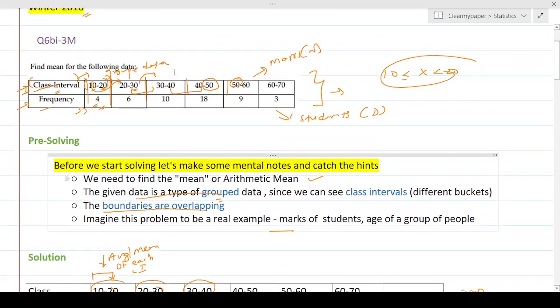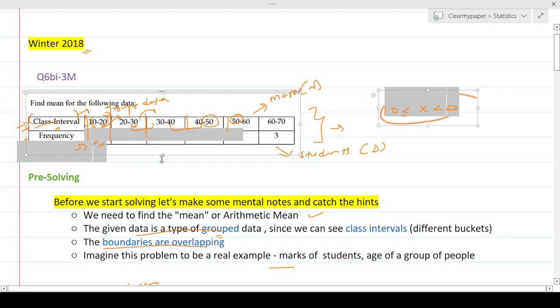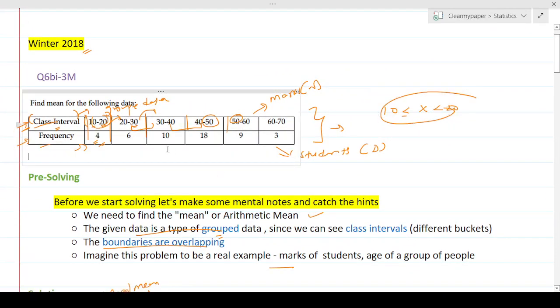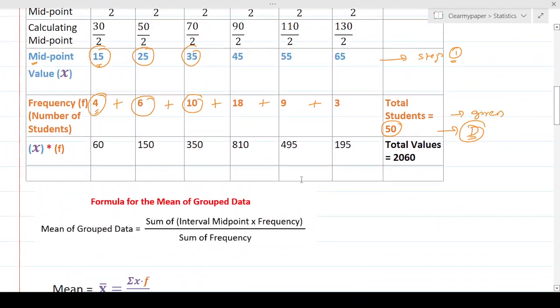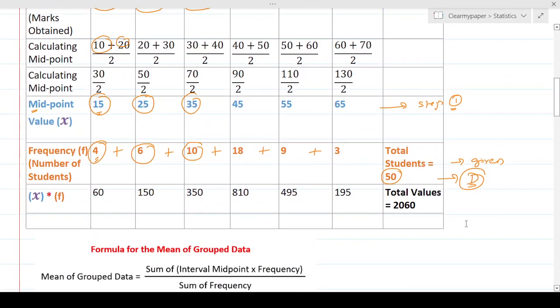If you add up the frequency here, that's your 50 over here. This is equal to 50, and that gives you the denominator. And the numerator is nothing but when you multiply this. So total, 4 students have got 15 marks.